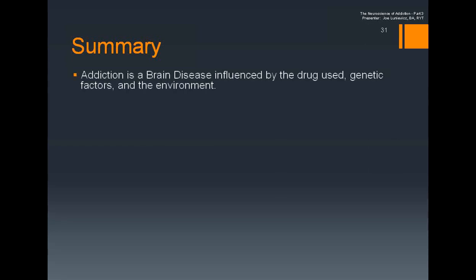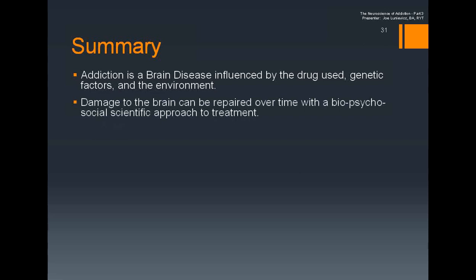some of the things that we've talked about in these last 3 weeks together, right? Let's see if we can sum up all this information and end up with a little bit on relapse. Addiction is a brain disease influenced by the drug used, genetic vulnerability, and the environment, right? So chemical dependency using the disease model. Damage to the brain can be repaired over time. So this is important. Treatment helps.